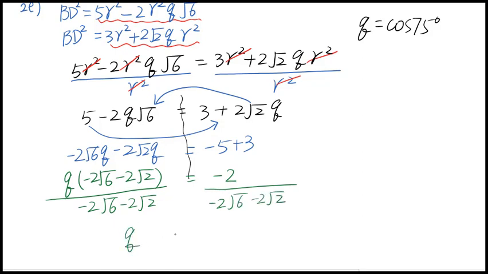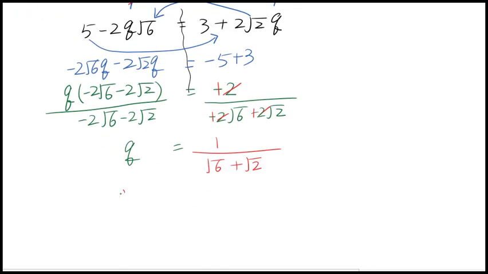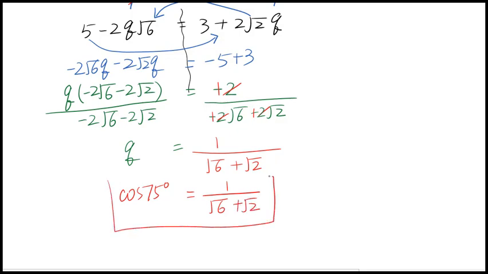Then you will get q equals. We can reduce the 2 and also change the sign to the top and the bottom. Then you can get 1 over square root of 6 plus square root of 2. Since this q is cosine 75, that equals 1 over square root of 6 plus square root of 2. So we finish this proving.